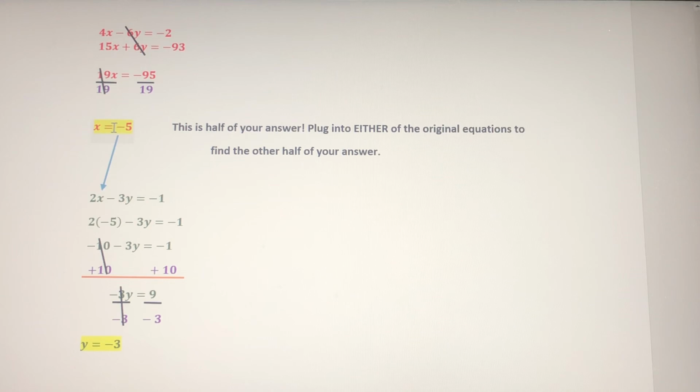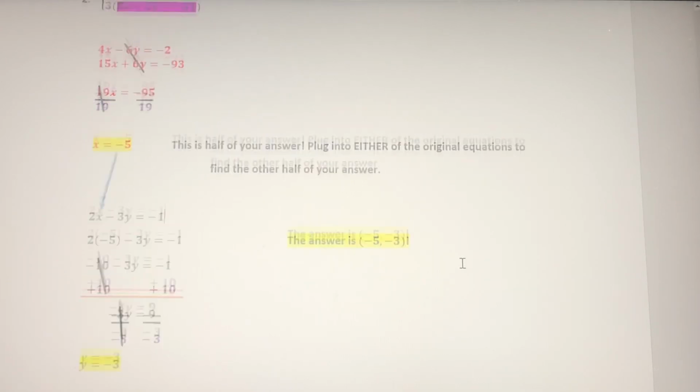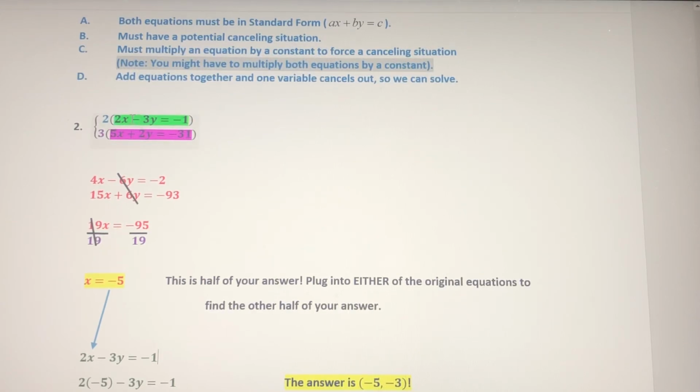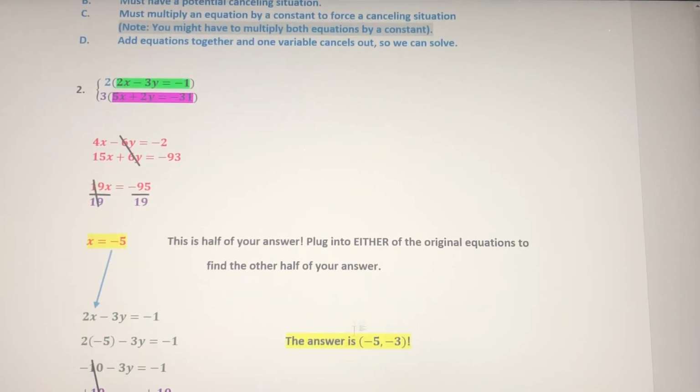So I've got my x coordinate, I've got my y coordinate, and that gives me my final answer of negative 5, negative 3. Again, as always, make sure you plug both coordinates into both of the original equations, just to make sure you get a true statement. And I can promise you that's going to be the case because the answer is negative 5, negative 3. Okay, so that's how you use the combination method when you have to force that canceling situation.